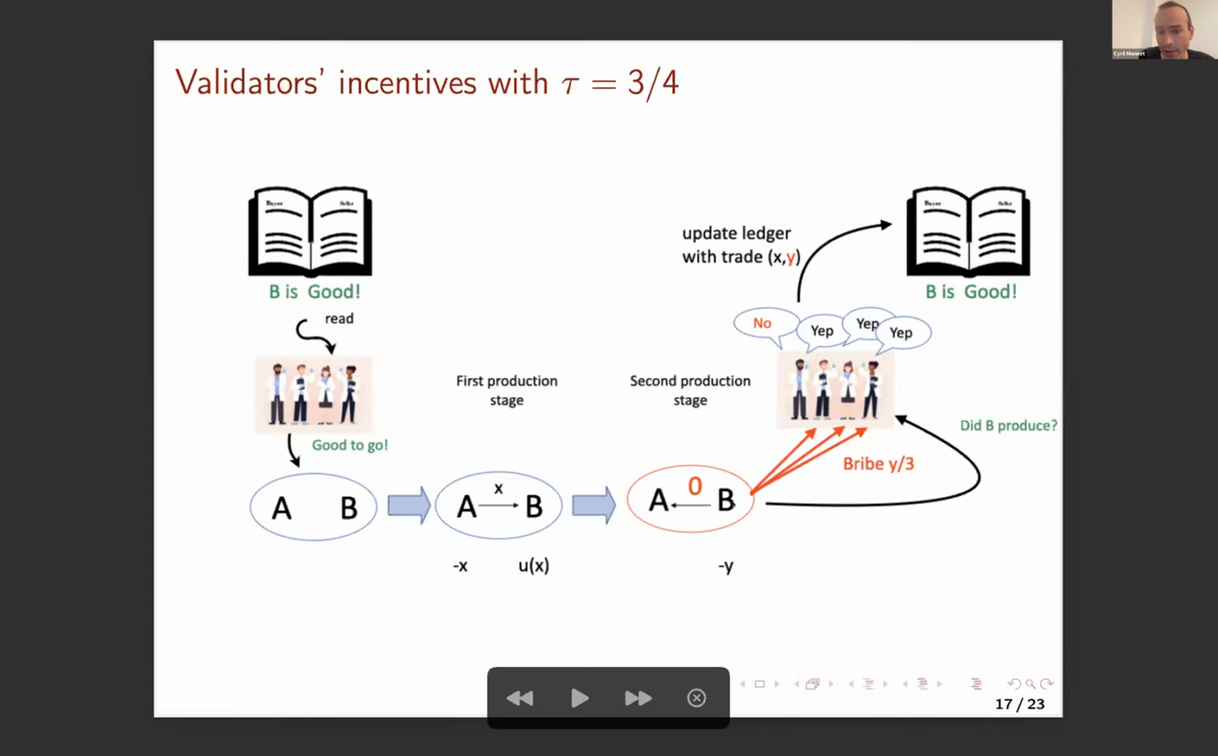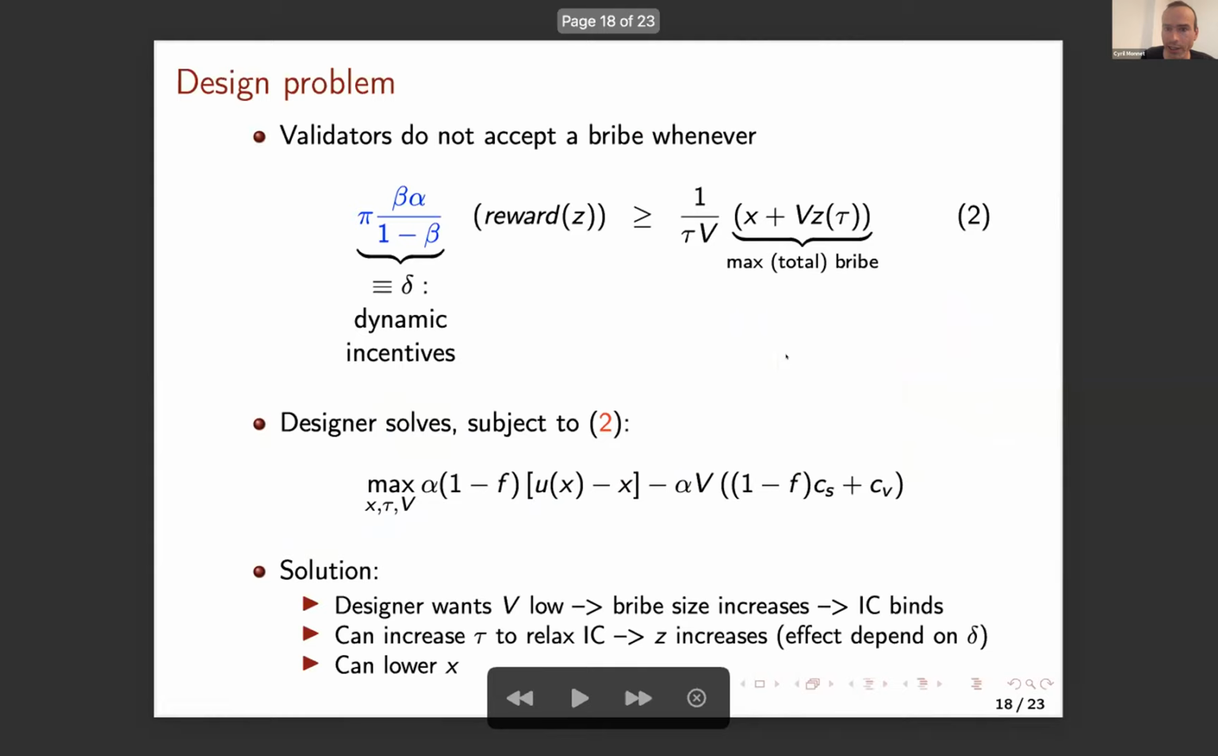Well, it's going to depend on what Bob had to produce for Alice, but also on the rewards that validators were getting. So here is the maximum bribe that Bob would agree to spend. X here is the amount that Bob should produce to Alice, and this was the amount that the validators should receive. So this is the amount that Bob would spend to have its label registered as a good label.